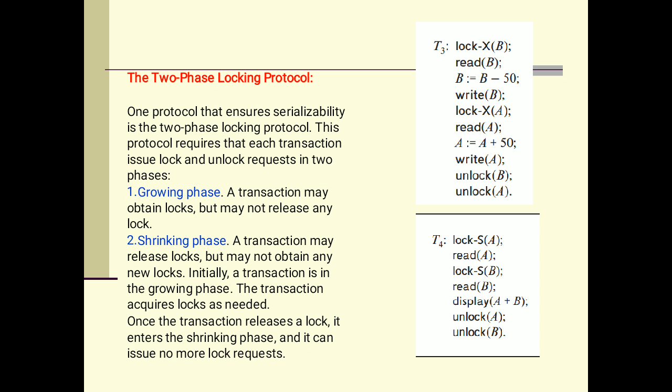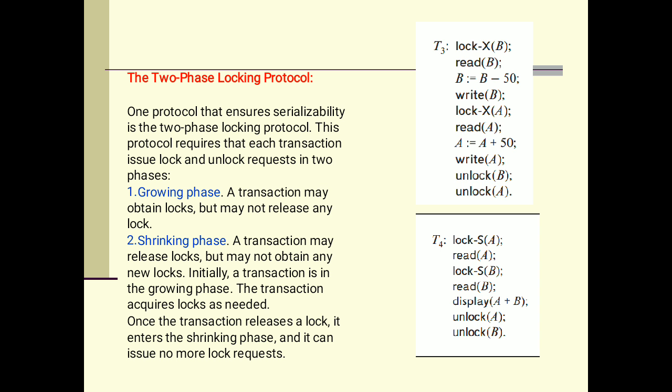Hello students, in this video we see the concept of two-phase locking protocol. One protocol that ensures serializability is two-phase locking protocol. This protocol requires that each transaction issues lock and unlock requests in two phases. First phase is growing phase and second phase is shrinking phase. That's why the name is two-phase locking protocol.